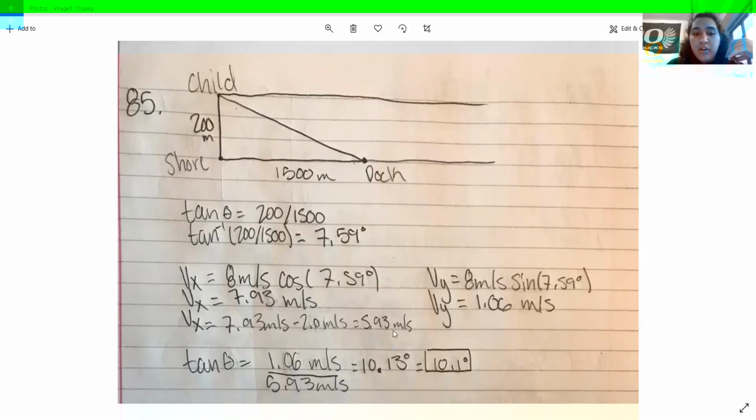Now that we have our two velocities, our x velocity and our y velocity, we can do the same thing that we did here. We take the inverse tangent of the y divided by the x, and that gets us that the angle we need to leave the dock is 10.13 degrees, and with significant digits, 10.1 degrees.